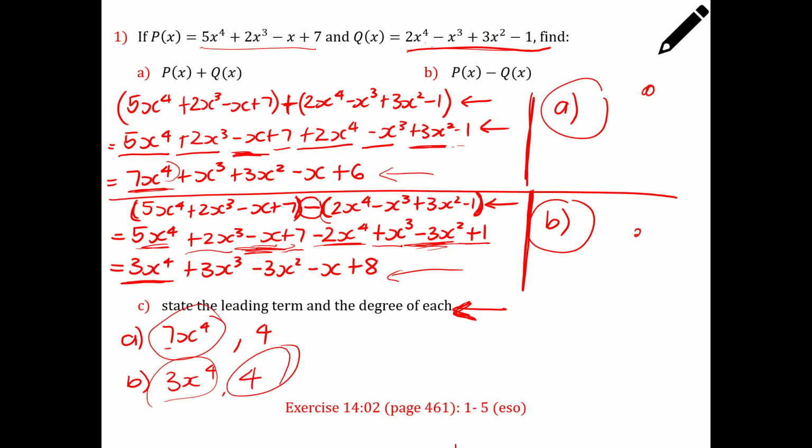All right, so have a go at exercise 1402. You're doing questions 1 to 5 every second one. And remember that you've got today's lesson and tomorrow's lesson to work through it. Make sure you've written these notes down in your workbook as well. You might like to add extra notes if you want to.